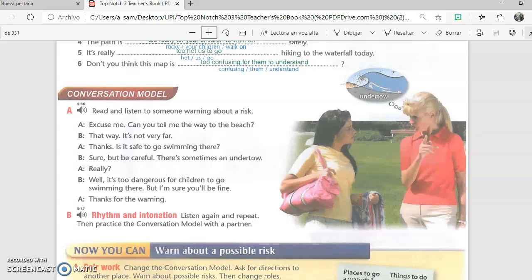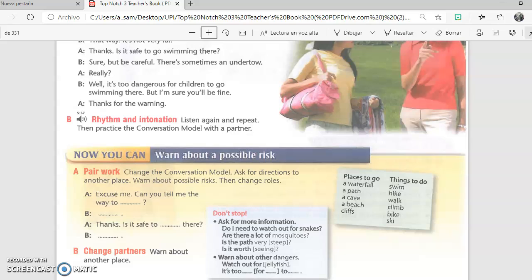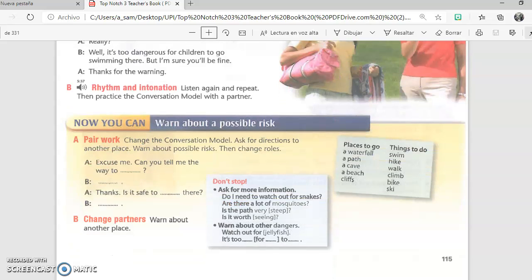So there you have some directions how to get to the beach. Here you have a vocabulary. Please study the vocabulary. You have places to go, things to do. A waterfall, a path, a cave, a beach, cliffs, swim, hike, walk, climb, bike, ski. So you're going to use your Google Translator to look for the definitions in Spanish.